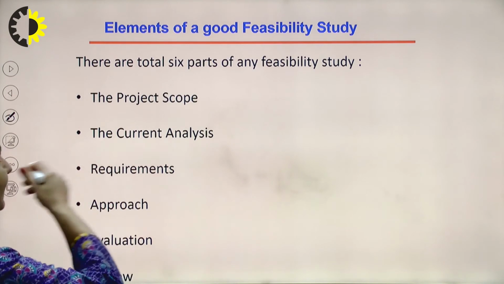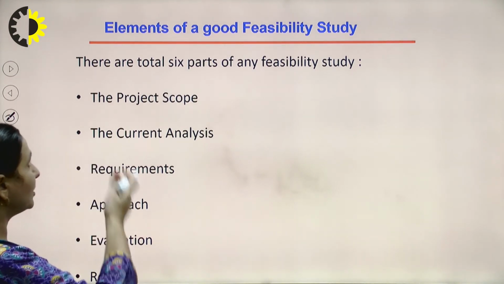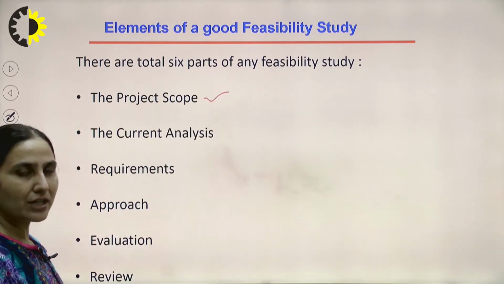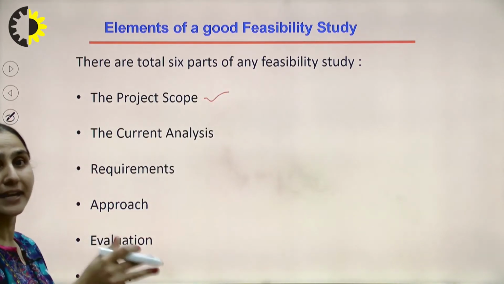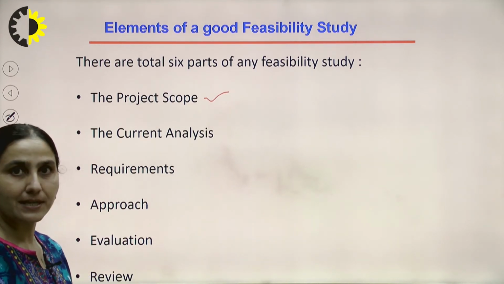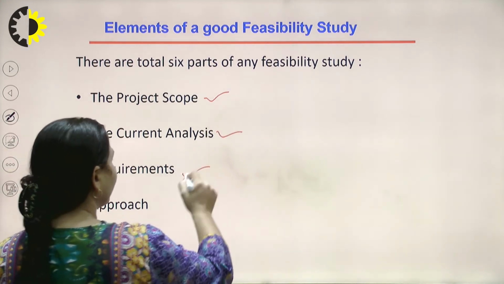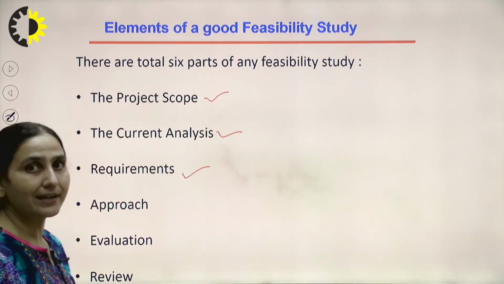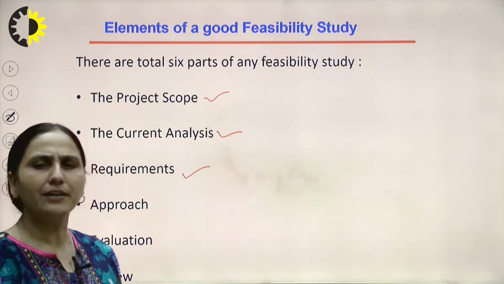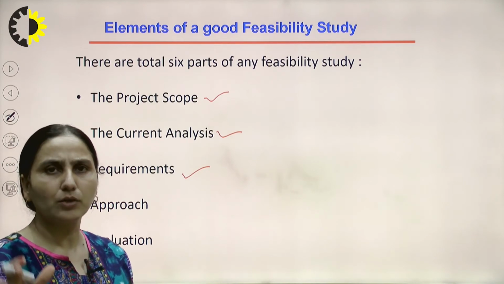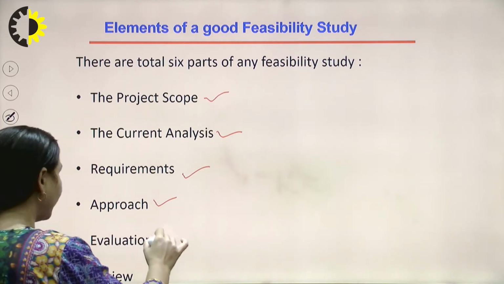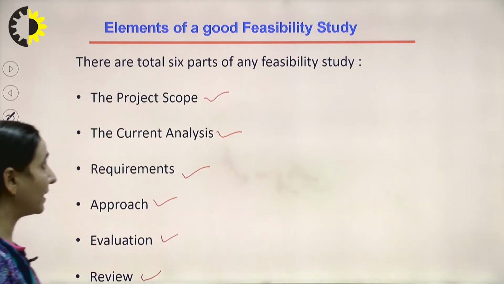Now, these are the different elements of a good feasibility study. There are actually six parts in total. What is the scope of the project? If you are able to understand what a feasibility study is, what we are expecting out of the system, what is the scope of the project, what is the current analysis, right? The requirements that we are dealing with, which I told you is a very, very important part, because until and unless we are able to fetch these requirements, it's quite impossible to develop a qualitative product at the end. The approach that we are using, the evaluation criteria we are using, and lastly is the review part.